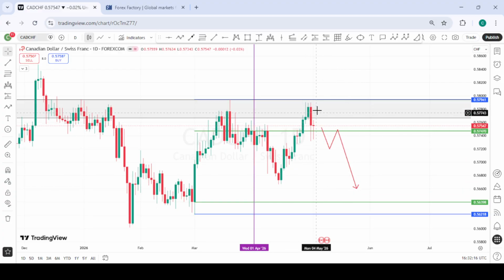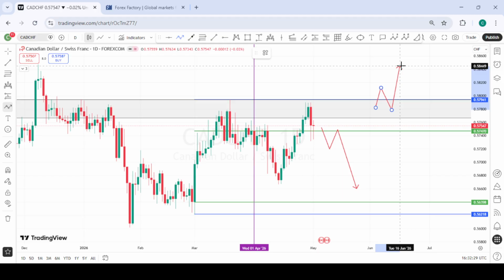Or if we get a double top formation around here, this area of interest, we still take ourselves to the downside to this very target we have here for CADCHF. This can only be invalidated if this zone gets broken and it comes for a retest and continues to the upside. Until then, we're going to look out for the bearish side of things for CADCHF.